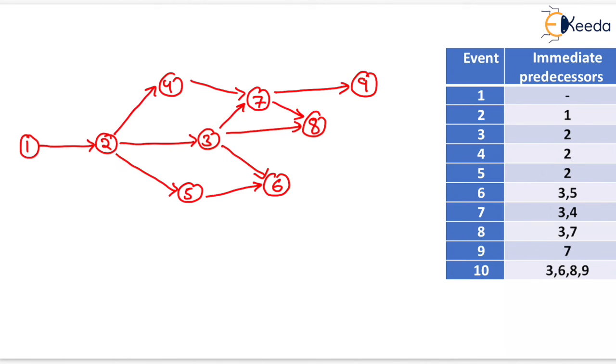Now 10th event will have 3, 6, 8, 9 as immediate predecessor. So we will draw 10th event here and it will have 3 as immediate predecessor, 6 as immediate predecessor, 8 as immediate predecessor and 9 as immediate predecessor. That is all about this numerical.